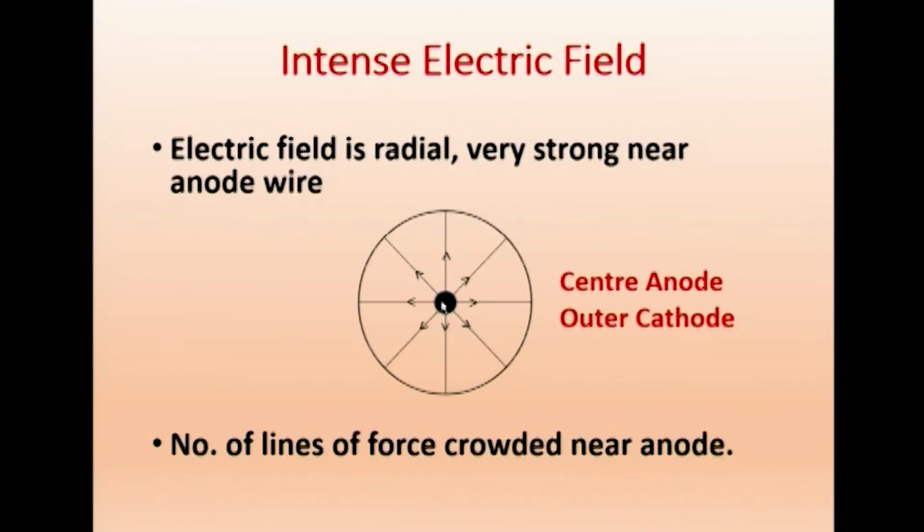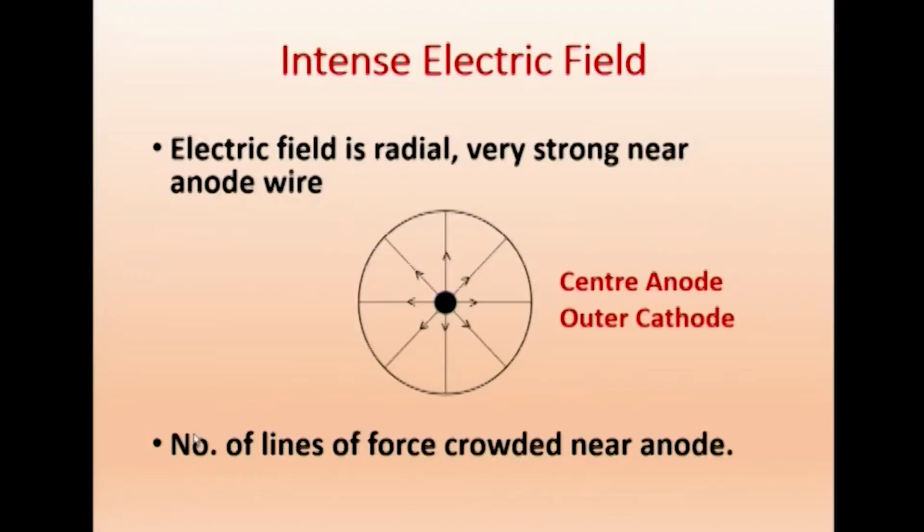That is the reason Geiger and Muller made a cylinder and a thin wire, so that the field will be large. The lines of force are crowded near the anode. That is what we have seen in the diagram. So, that is the reason for keeping a cylindrical cathode and a wire anode.